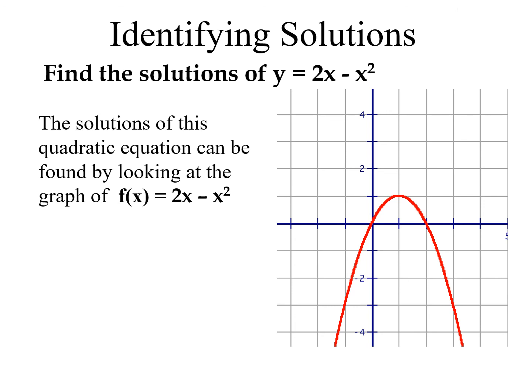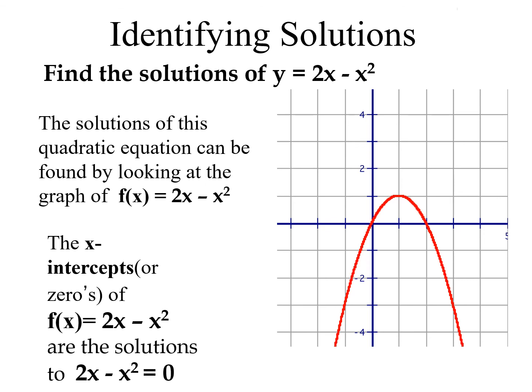So from here, we can say that the x-intercepts or zeros of f of x equals 2x minus x squared are the solutions to 2x minus x squared equals 0. So we have your x-intercepts. So x equals 0 or x equals 2 are the solutions of your quadratic function f of x equals 2x minus x squared.